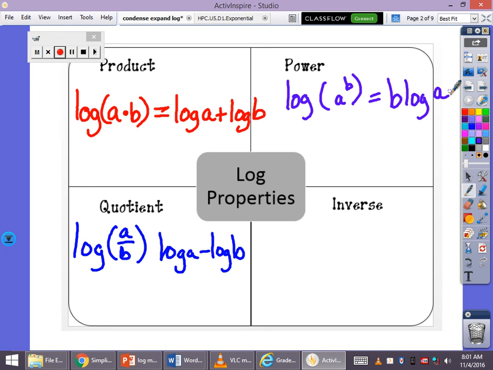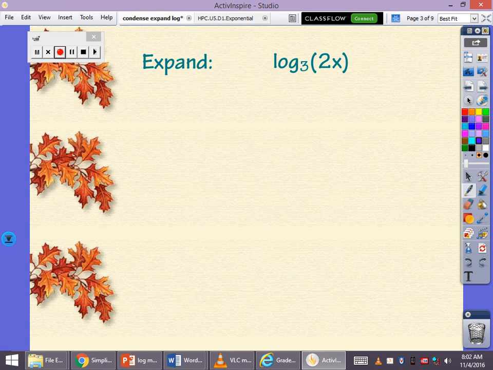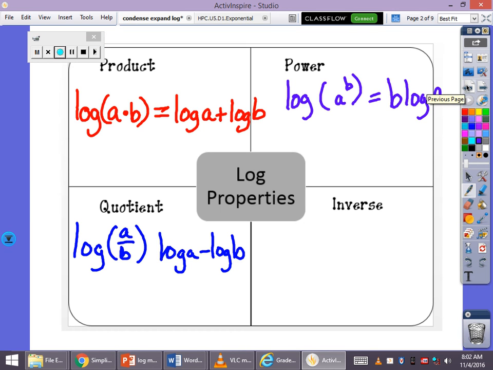You can either put them on this paper or you can do a separate sheet of paper. Oh, sorry, somebody wasn't ready. Sorry. Let me know. Thumbs up when you're ready.